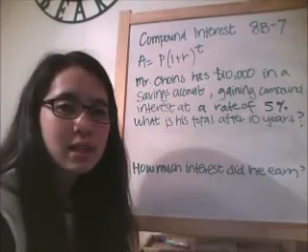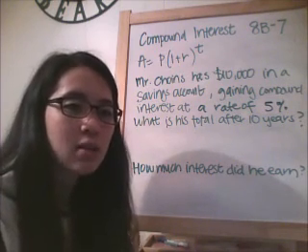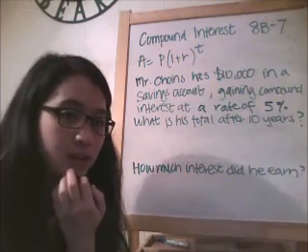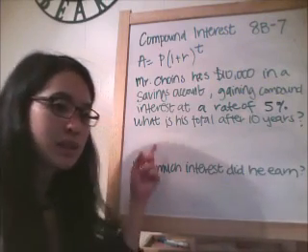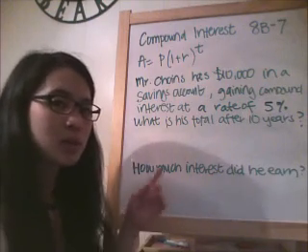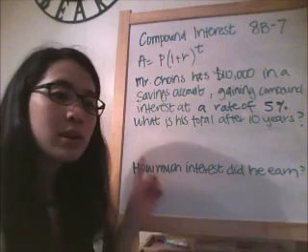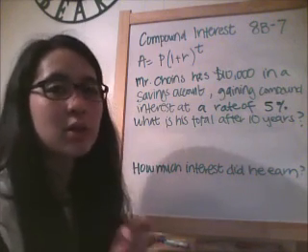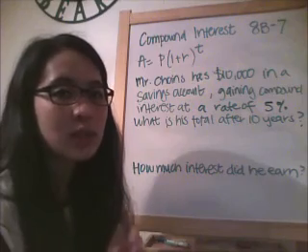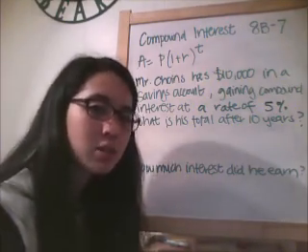Let's go ahead and look at this example. It says Mr. Cohen's has $10,000 in a savings account, gaining compound interest at a rate of 5%. What is his total after 10 years? You'll notice this example might seem very familiar because we used the same scenario with simple interest, but this time it's compound interest. So every time you read a word problem, you need to pay careful attention to what kind of interest it is, because as we will soon discover, it makes a big difference.